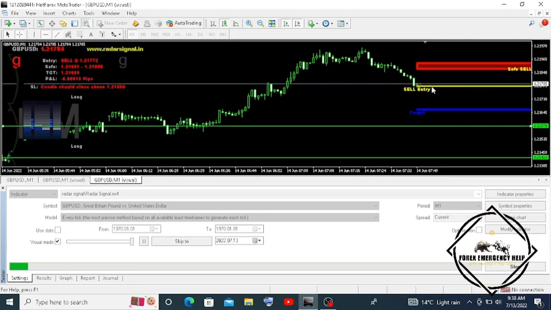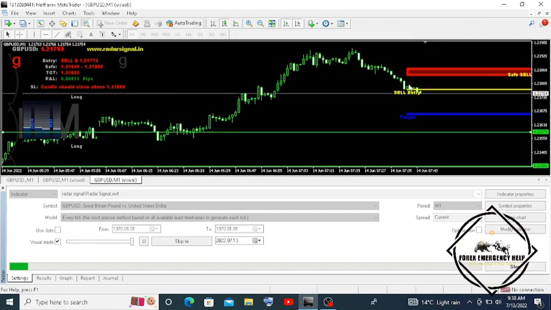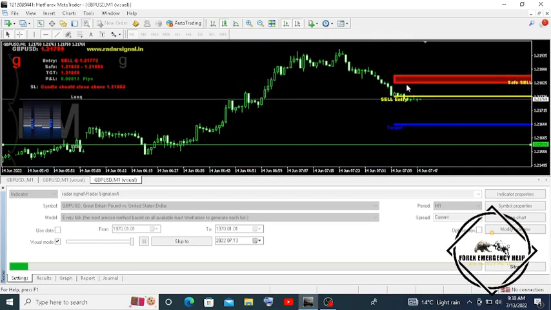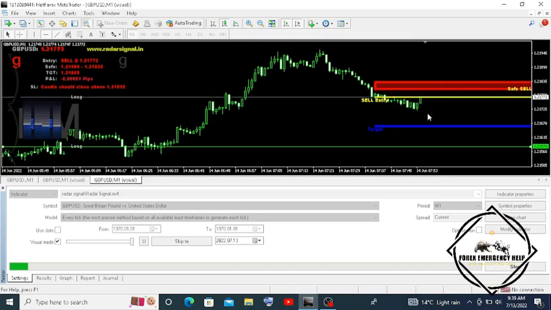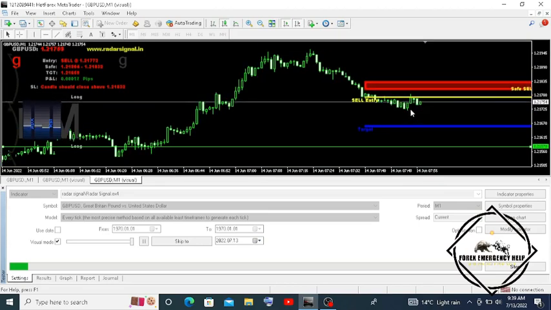In case it reverses, as you can see, it hit the stop loss, but the stop loss was already beyond, or rather above, the target level. You see, it goes to your target again.